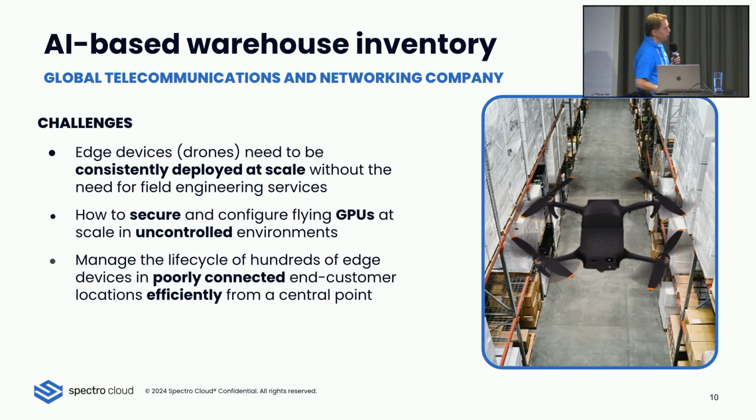And then finally, this is also a fun one, AI-based warehouse inventory. This is from a global telco company that used to be very, very well known for their phones. They run these drones, basically flying GPUs, that do AI-based computer vision to inventory warehouses. You let these fly around in your warehouse, and they figure out all of the barcodes on all the systems to automatically inventory your warehouse.